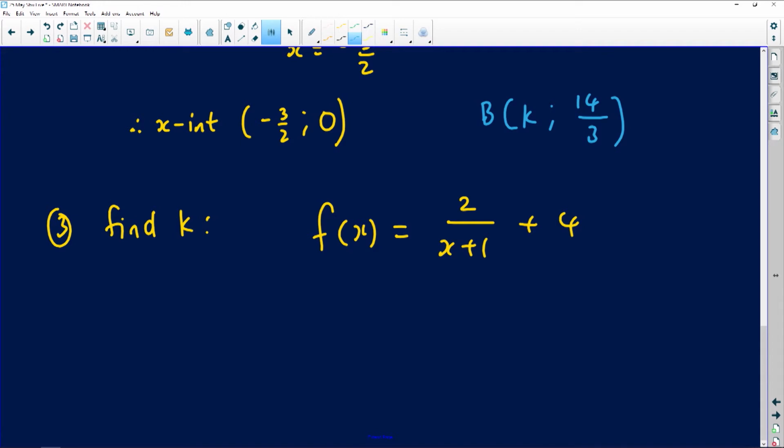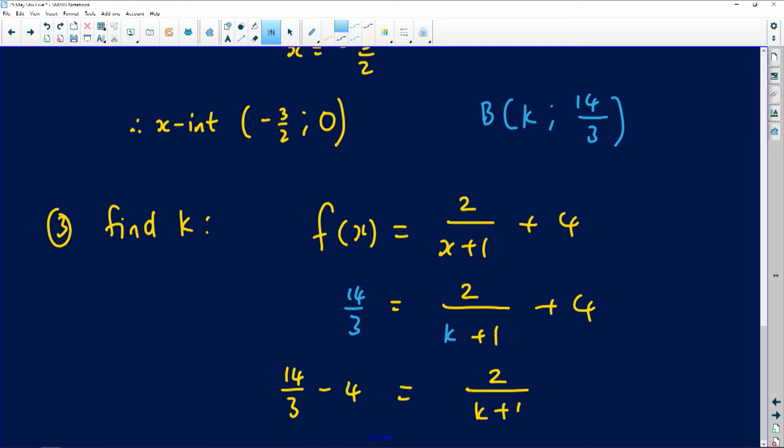So where I see Y, I'm going to put 14 over 3. So 14 over 3 is equal to 2 over, where I see X, what am I putting? I'm putting K, plus 1, plus 4. Everything else stays exactly the way it was. 14 over 3 is my Y value. My X value is K, so I'm going to use my math skills to solve for the value of K. So I'm subtracting 4 on both sides of the equation. You'll have 14 over 3 minus 4 equals 2 over K plus 1.